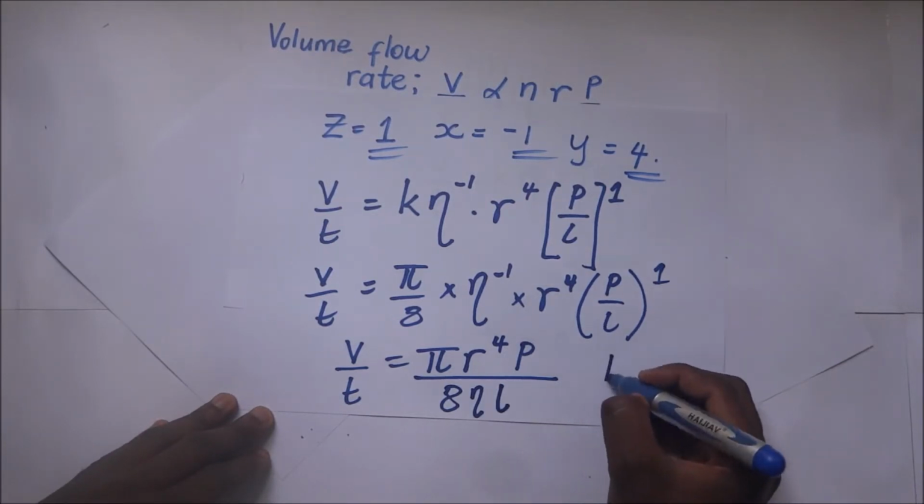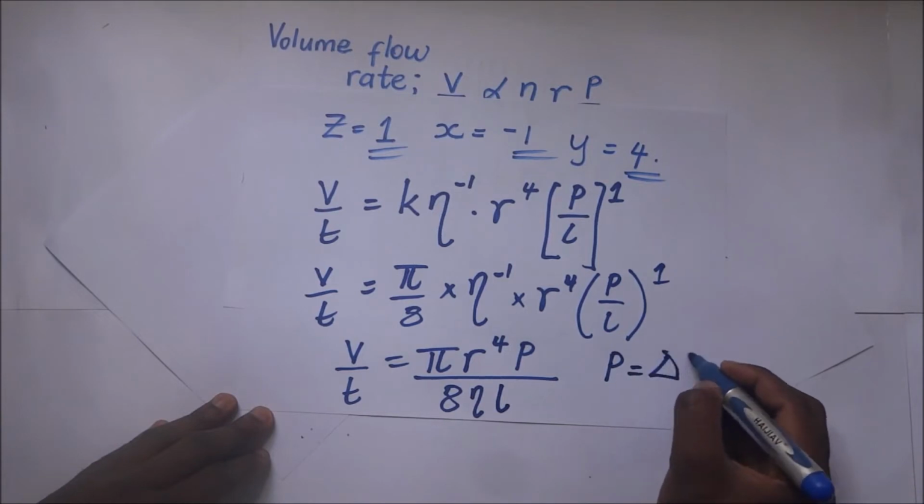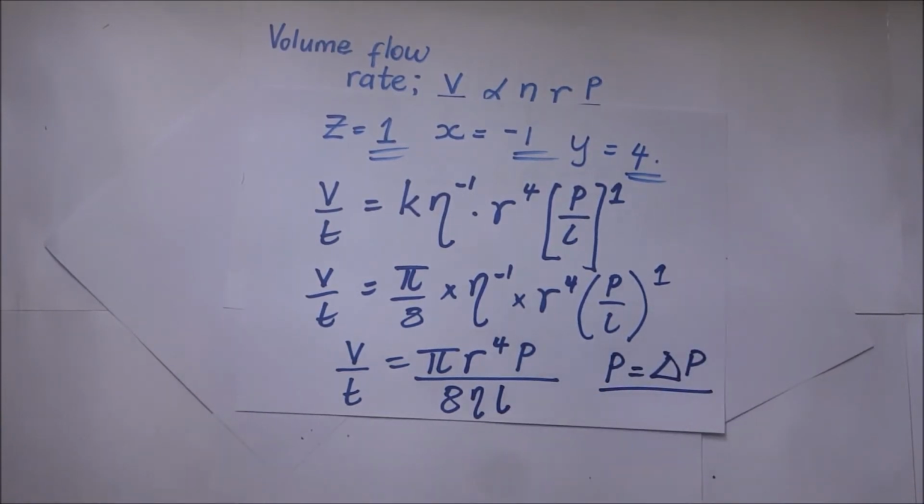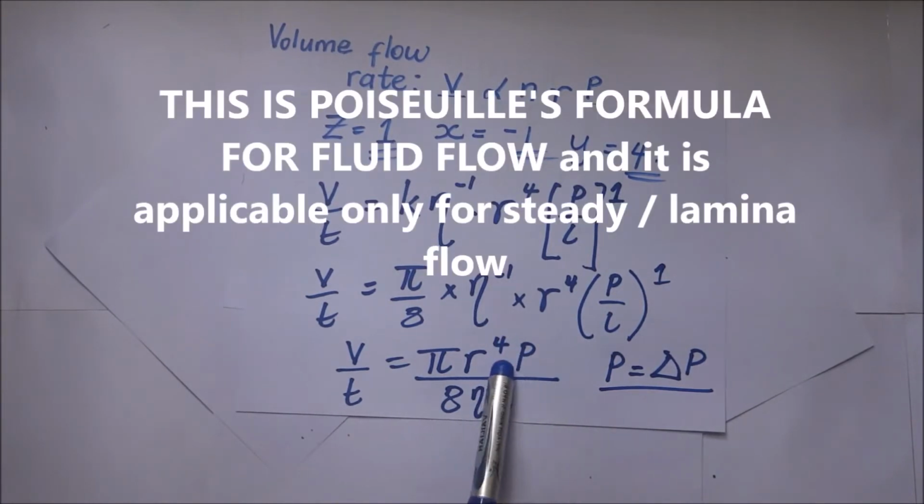And in this case, P is simply the change in pressure, that is P2 minus P1. Now this expression, showing the volume flow rate being equal to this, is what we call Poiseuille's formula. And it only applies for steady flow, or laminar flow, in liquids.